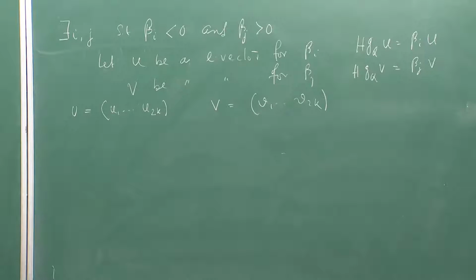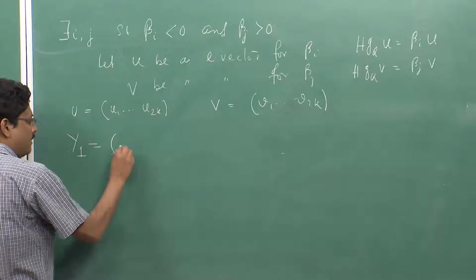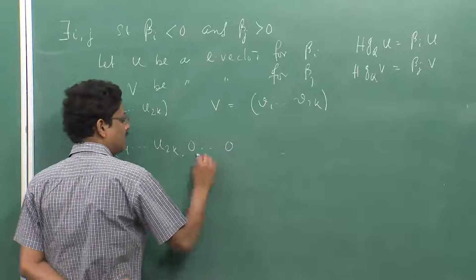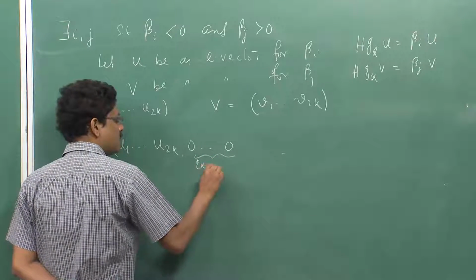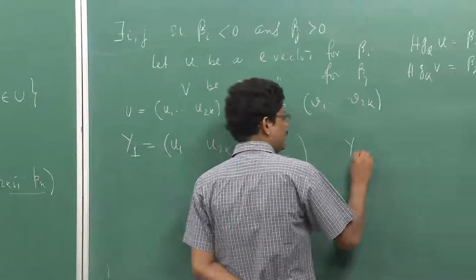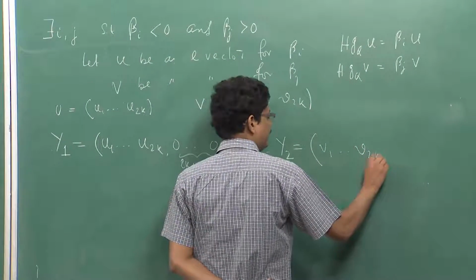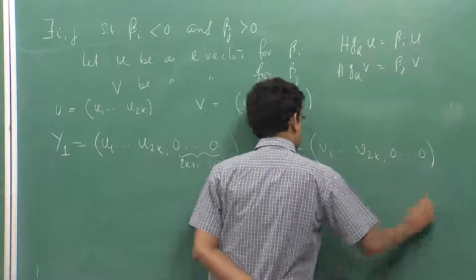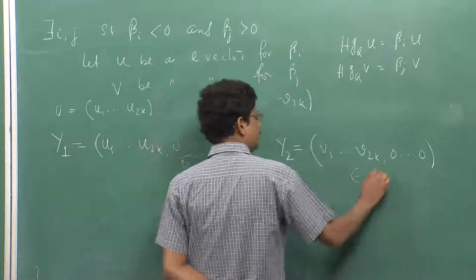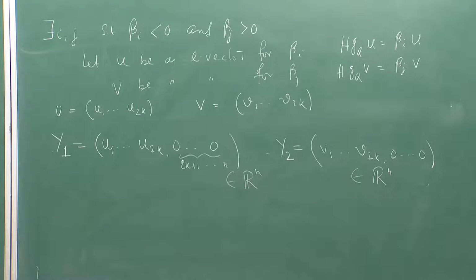Okay. Now, just consider this vector y1 equal to u1, u2, up to u_2k and 0 from the (2k+1)th coordinate up to the nth, and y2 equal to v1, v2, up to v_2k and the rest of the part 0. So, these two vectors are in R^n. So, the 2k plus 1 to n coordinates were missing there. So, I put them 0.